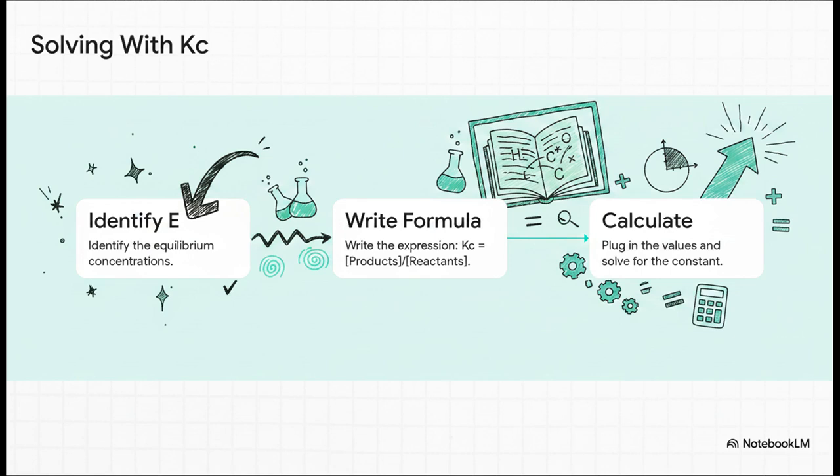Once your ICE table is all filled out, finding the equilibrium constant is literally just a matter of following a recipe. Step 1, you identify those final values down in the E row. Step 2, you write out your Kc expression, and remember, that's just products over reactants. And step 3, you plug those E row values straight into your formula and calculate.